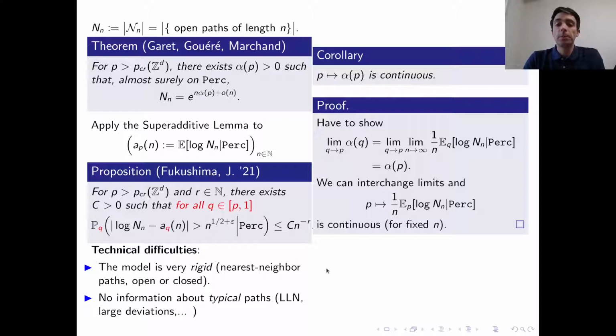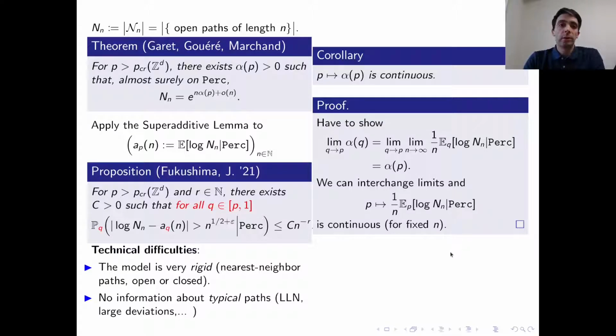Now, how does that work? So you have to show that alpha of q converges to alpha of p as the parameter q converges to p. And remember that the growth rate is defined with the help of this approximating sequence that you apply the superadditive lemma to. That means you quickly end up with this double limit here. So first taking time to infinity and then changing the parameter of percolation. What our uniform concentration inequality allows us to do is interchange these two limits.